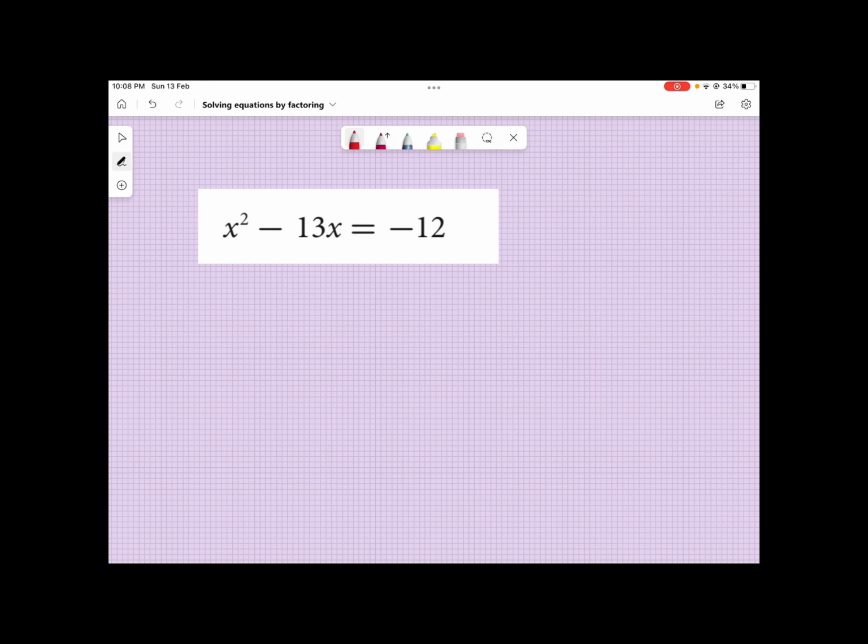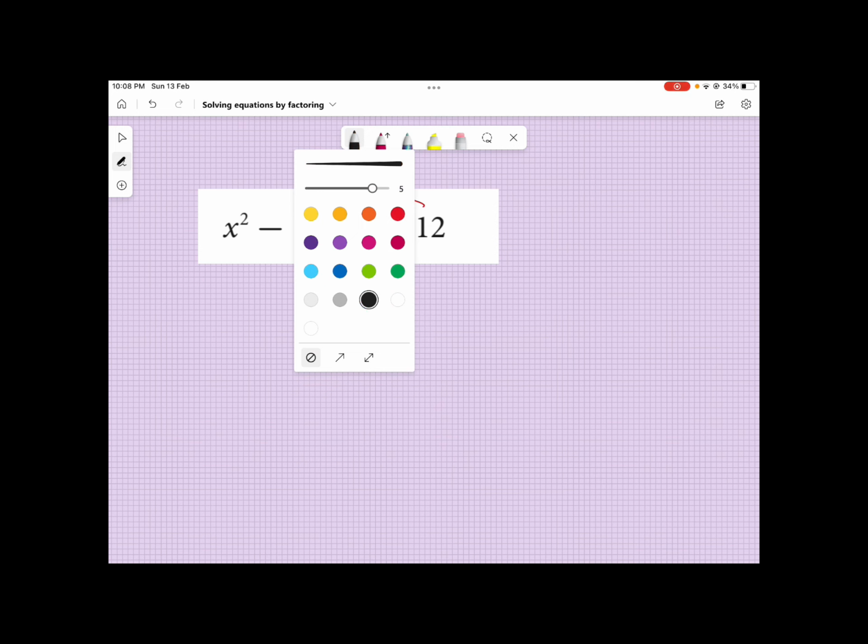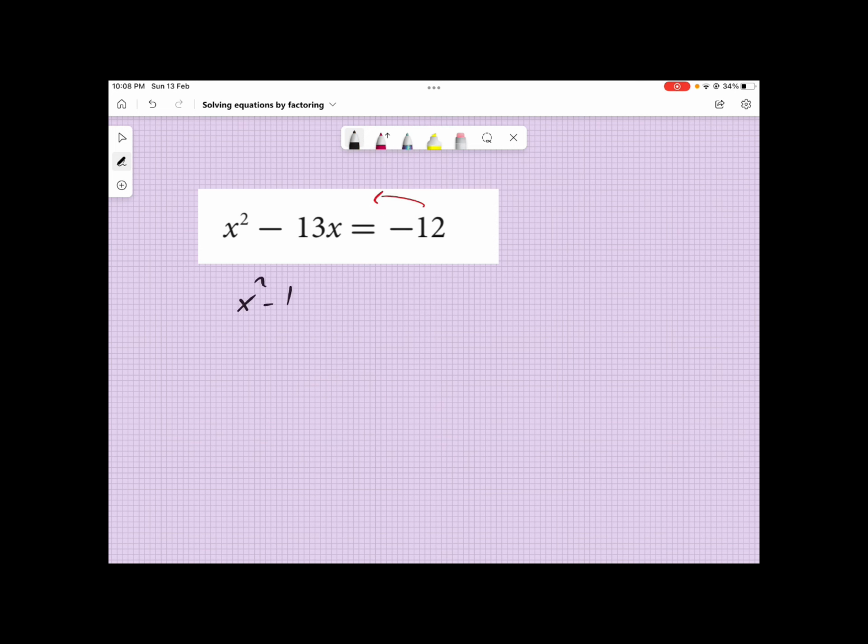To solve x squared minus 13x equal negative 12, as we mentioned, the other side must be 0. So x squared minus 13x plus 12 is equal to 0. We're going to open two brackets equal to 0, and I have to put x and x to get x squared. I'm going to think about two numbers. Their product is positive 12 and their sum is negative 13.